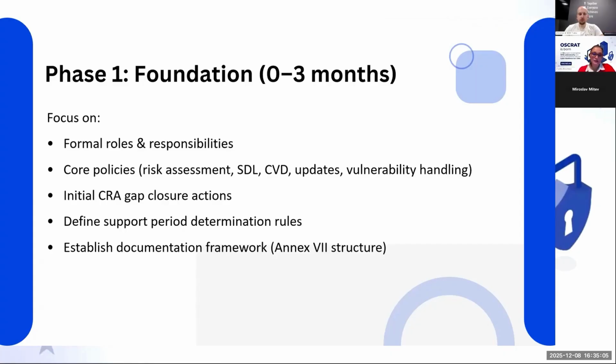The foundation phase sets up the essentials. We assign roles, develop core CRA policies, and begin closing the most critical gaps. We also define the product support period and create the structure for the technical documentation. This phase builds the organizational backbone needed for compliance.